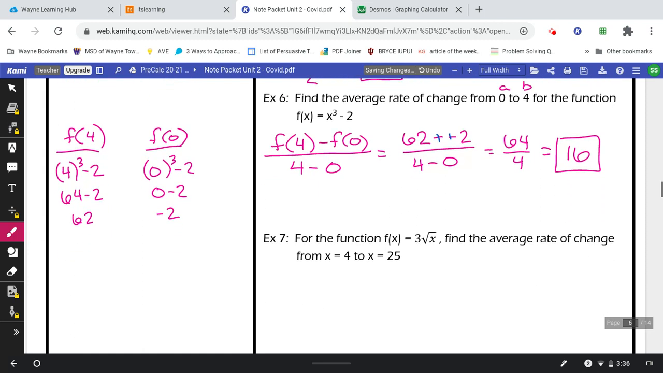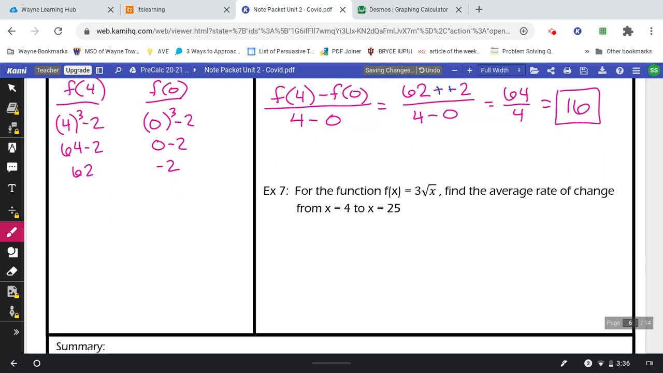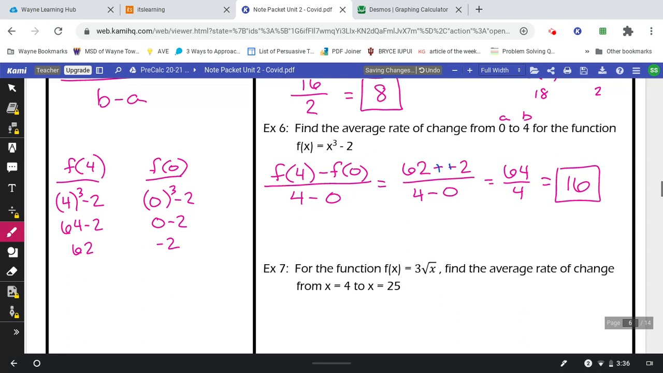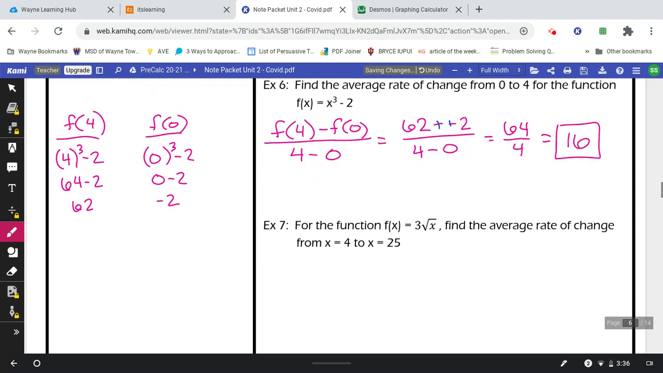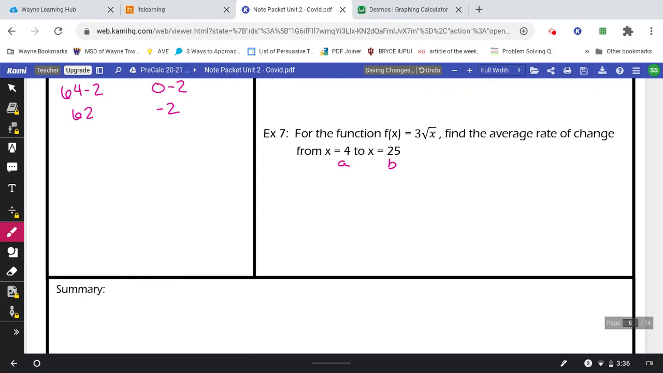So I want to show you one where it doesn't always get you a whole number. Most of the time it does, but not always. So we've got our a and our b. All right, so we've got f of 25 minus f of 4 over 25 minus 4. Come off to the side to do the work.